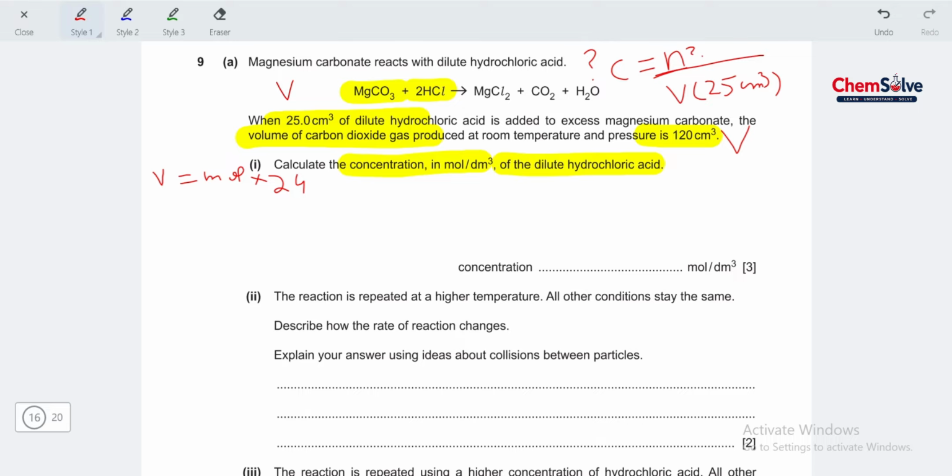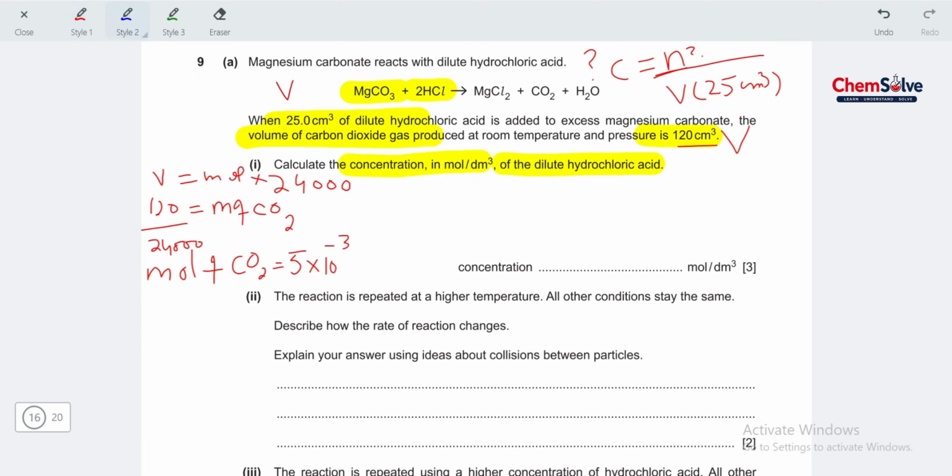Okay, so here we are provided with the volume in cm³. So I will use the volume in cm³ also. Now, the volume of the carbon dioxide is 120, and the moles of carbon dioxide would be 120 divided by 24,000. Let me calculate it. So the moles of carbon dioxide are 5 into 10 raised to power minus 3 according to my calculation.